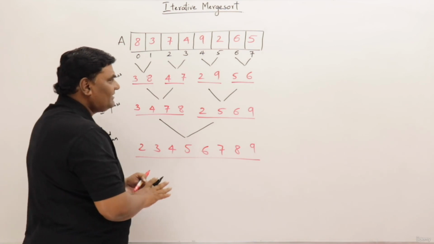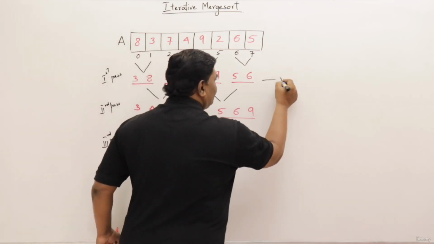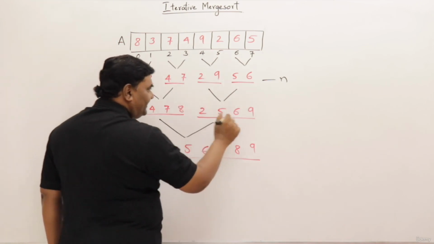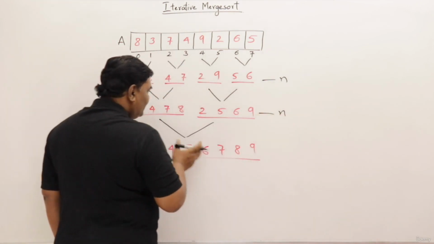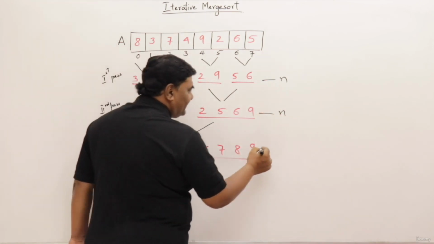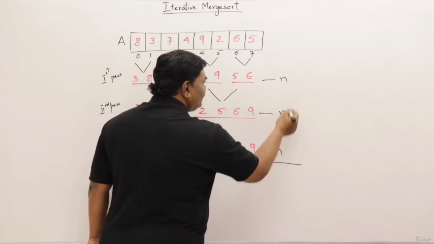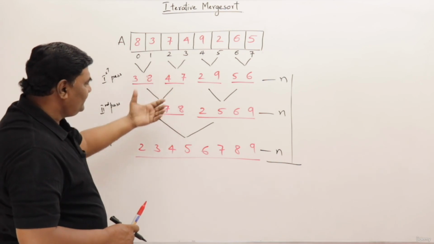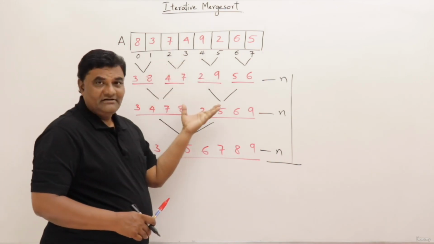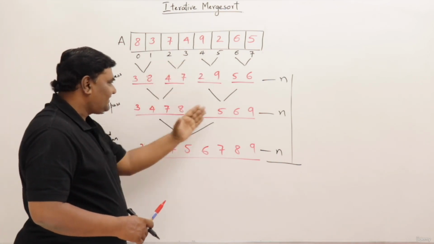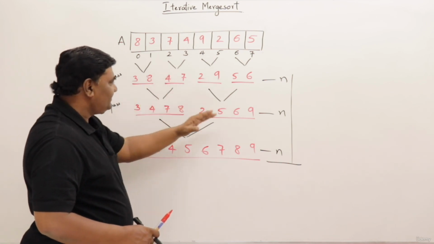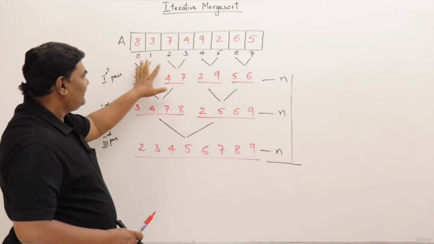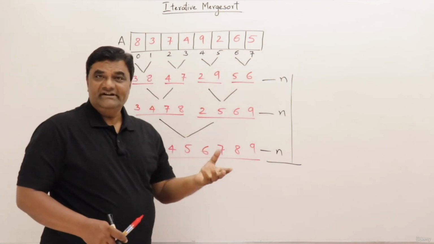So total, how many elements are merged? N elements are merged. Then again, from there to here, N elements are merged. Then again, from there to here, how many elements are merged? N elements are merged. So this is done how many times? So if you turn this upside down, you can see it as a tree. See, this is the root, left child, right child, and its left child, right child, and these are the left and right child of these nodes. So it looks like a tree.